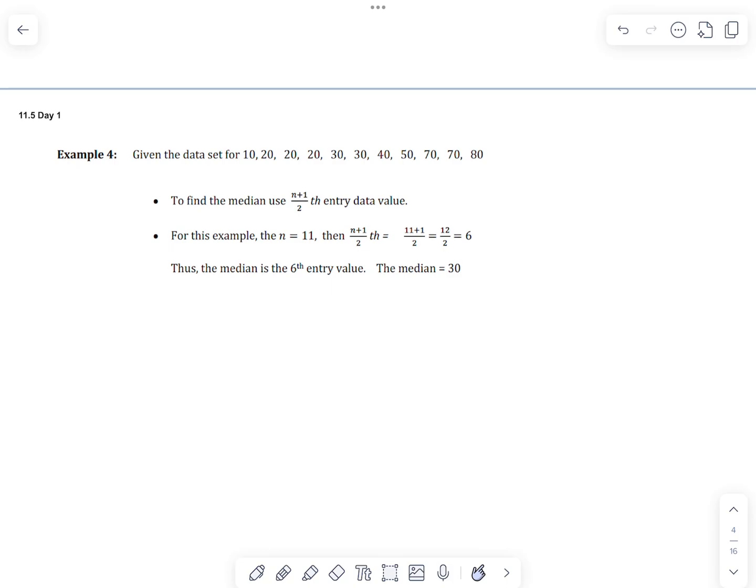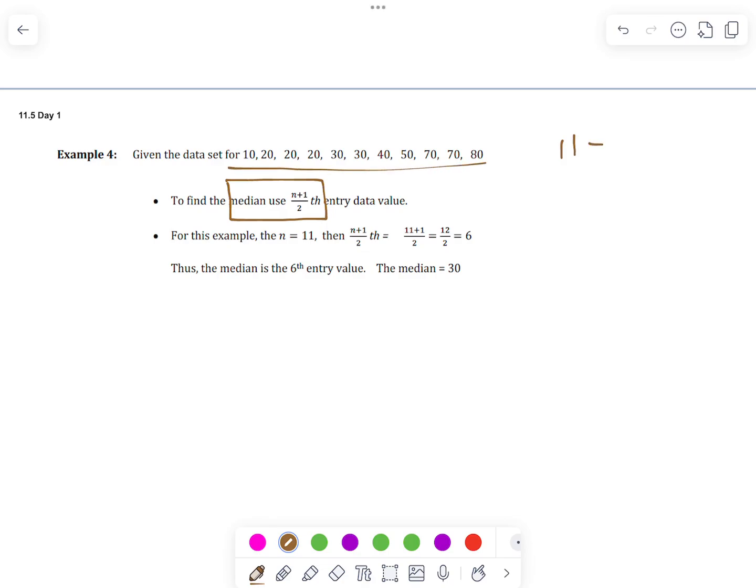Example 4. A new data set, 10, 20, 20, 30, 30, 40, 50, 70, 70, 80. So again, these data points are in order. There is a formula we can do to find the median. You take the number of points in the data set, so there are 11 data points, and you add 1 more and divide it by 2. So 12 divided by 2 is 6. So you're going to take the 6th entry point.